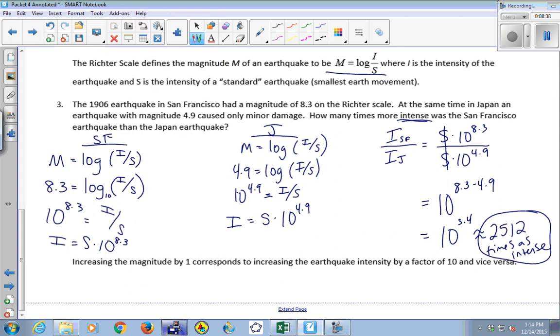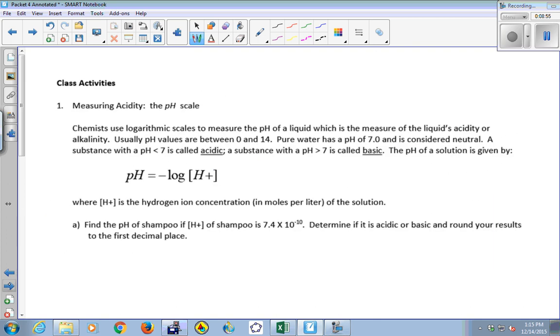Okay, so increasing the magnitude by 1 actually increases the intensity of the earthquake by a factor of 10. So every time the Richter scale goes up by 1, the intensity went up by a factor of 10. That's it. Now we have several other real life things that use logs to measure.